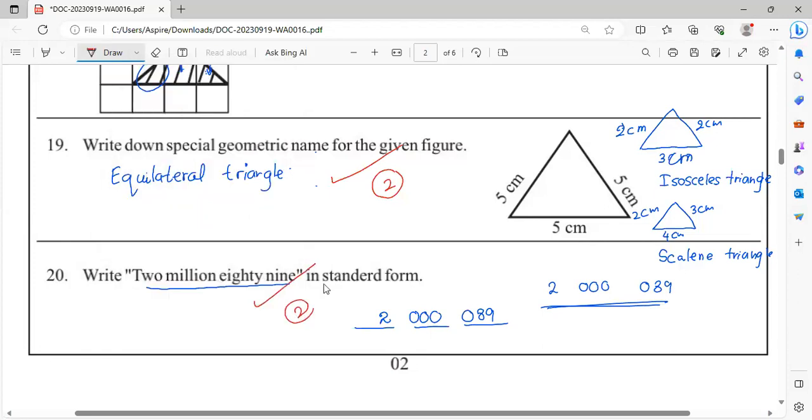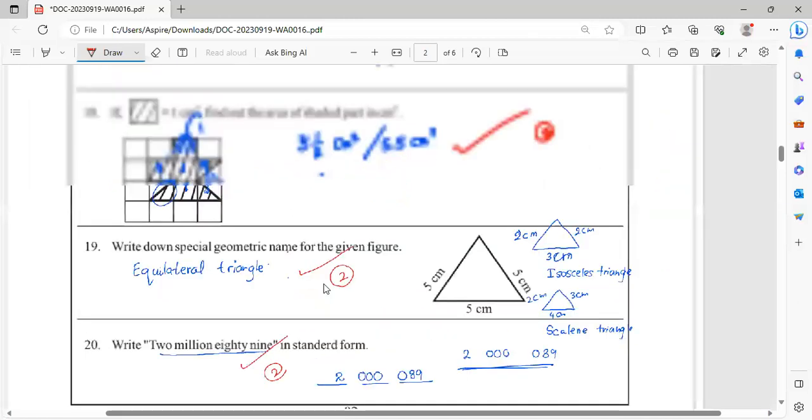Okay. You are given 2 marks. You can check out your answers.